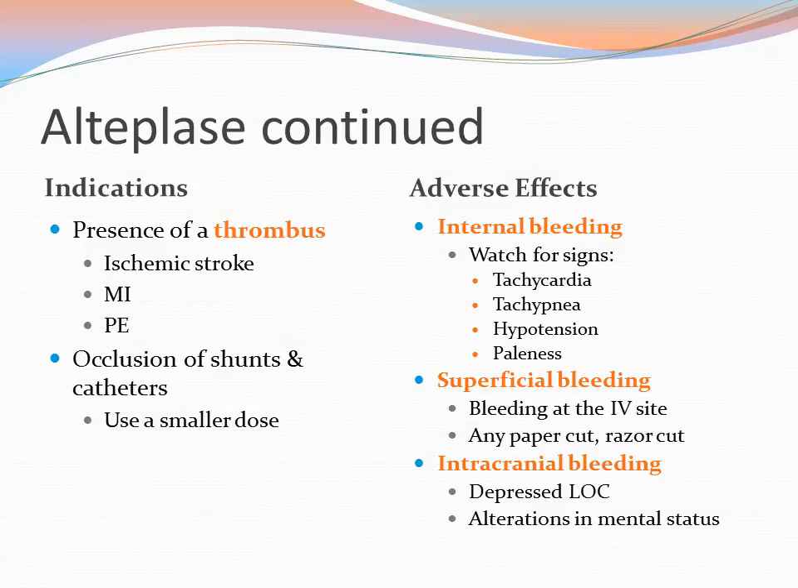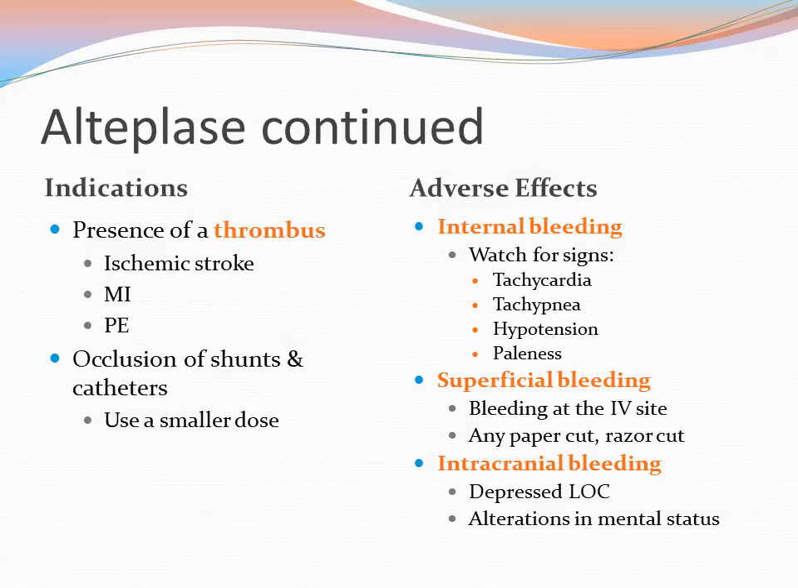If we're using it to open up a shunt or catheter, it's going to be a really small dose. What we do is we hook it up to the PICC line or to the catheter or whatever it is, and we push it in, and then we let it sit in that catheter for 30 minutes. After 30 minutes, we come back and we try to flush it through with some heparin. If it flushes nice, we call our job done. If it doesn't flush, then we put more in there and we wait another 30 minutes. So that's how we use it for that indication.